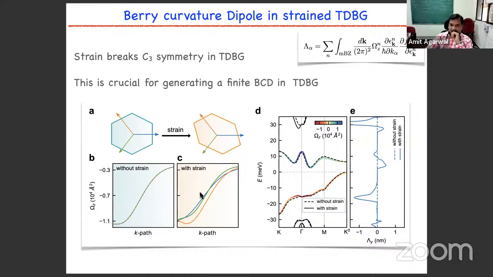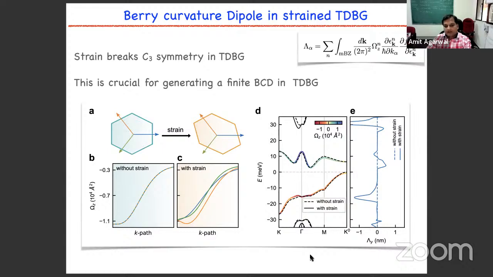Okay. So for the strained system, here's how the Berry curvature in the bands looks like for the first two conduction bands, let's say, and here's what the Berry curvature dipole looks like. You can clearly see that if I have zero strain, then even though the bands are very close to each other, etc., the Berry curvature dipole is identically 0. But if you put in finite strain in the system, then you start having this finite Berry curvature dipole in the system. So that's the whole message of this slide.